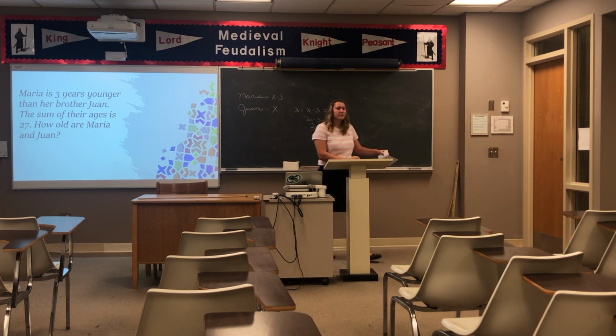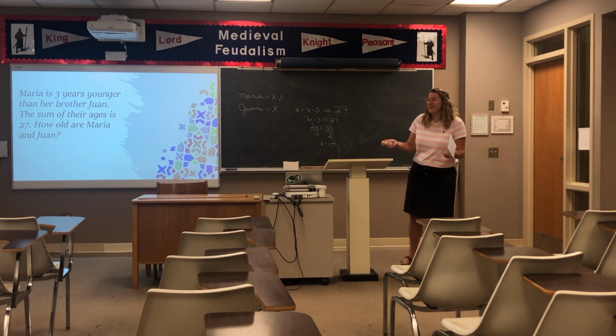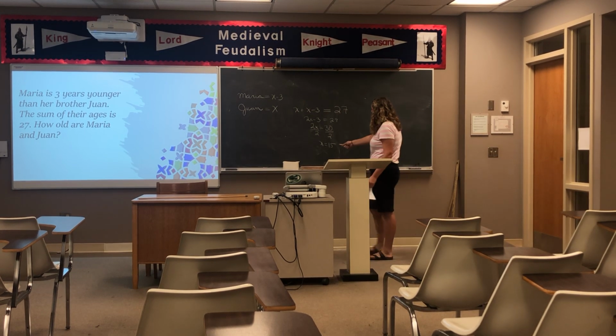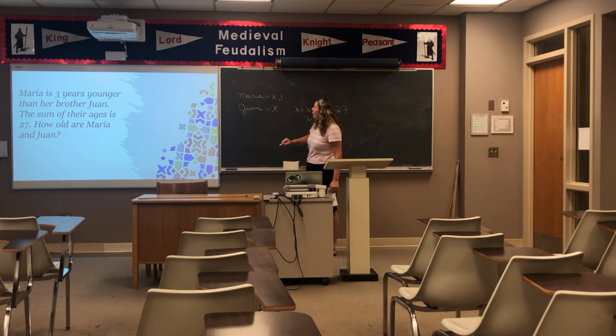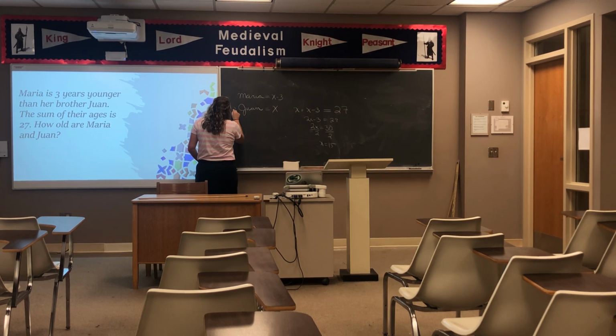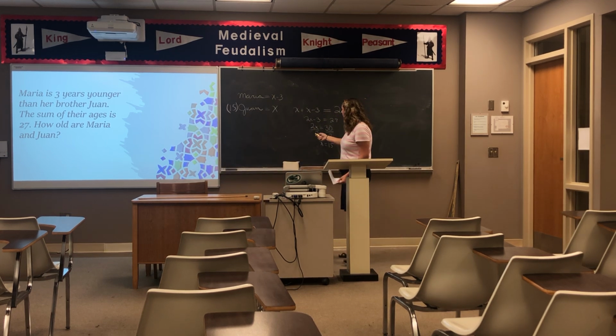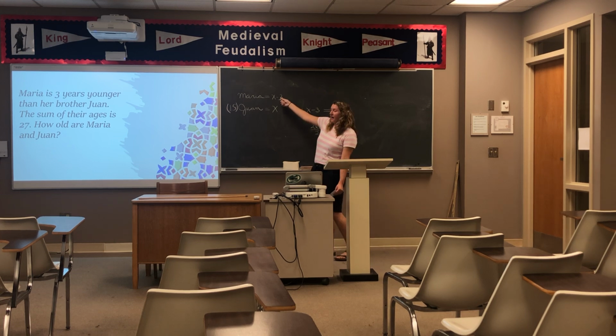Okay, I'm done. Not quite. We have part of the puzzle, but not all of it. We want to know how old both of them are. So we know we've got to find where x is. We know that x is 15. I'm going to write it right here beside Juan's name. We know that Juan is 15. But what about Maria? Well, we can just evaluate x minus 3.